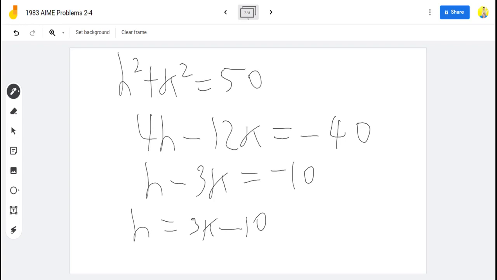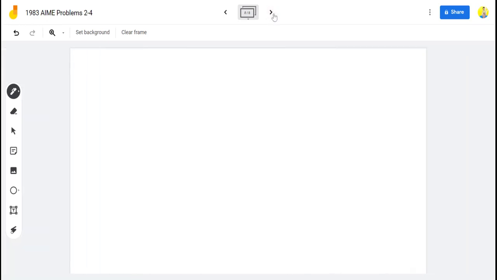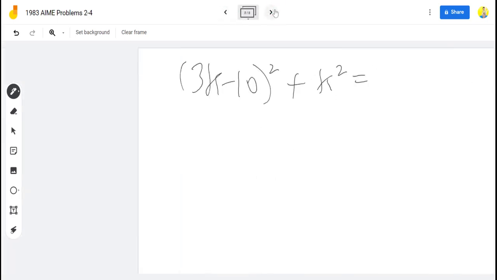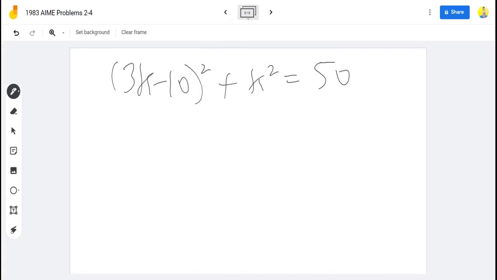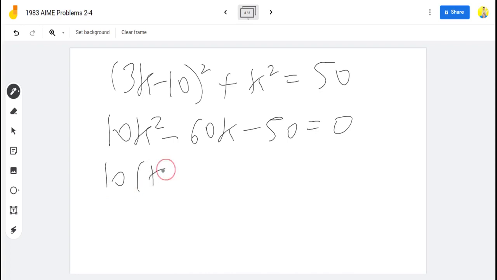And plugging in 3K minus 10 for H, we can solve for K, and then solve for H, respectively. So we get that 3K minus 10 squared plus K squared equals 50. 10K squared minus 60K plus 50 equals 0. 10 times K minus 1, K minus 5 equals 0. So K can be 1 or 5.